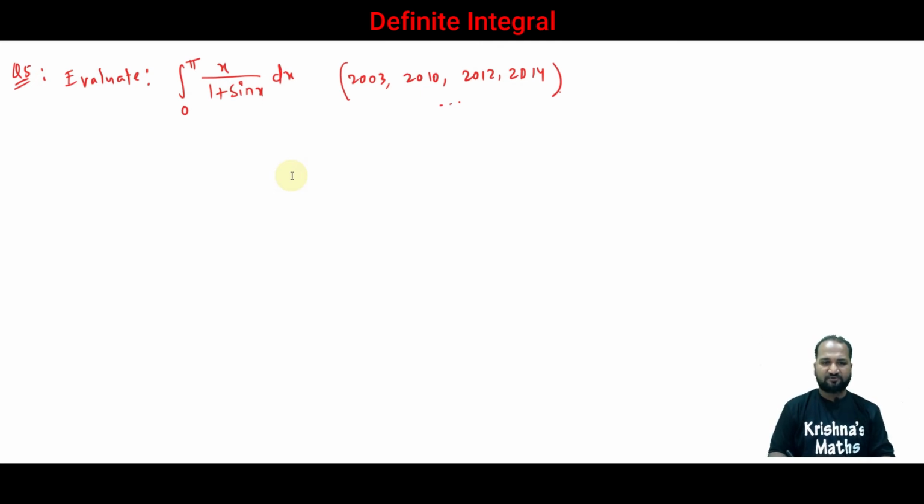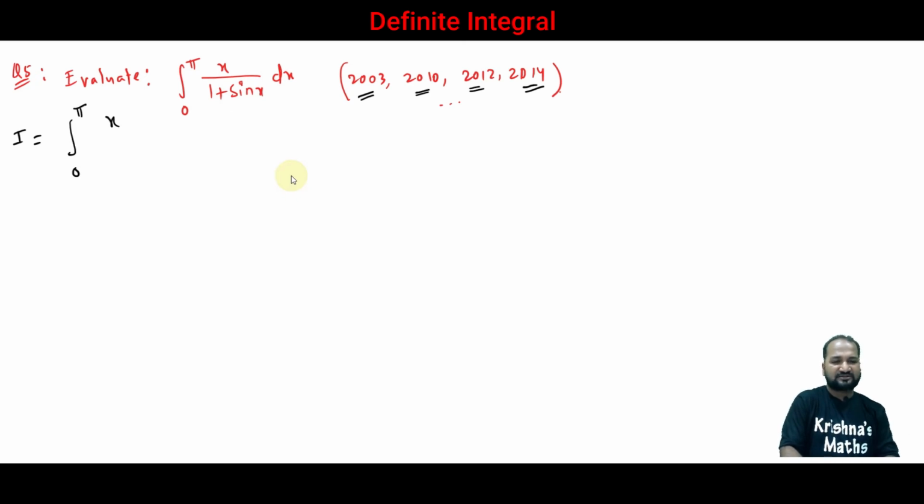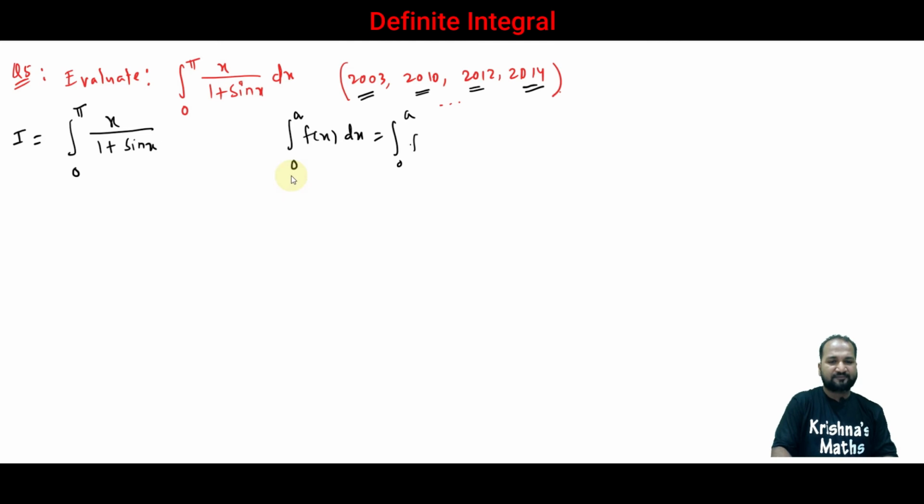Question number 5. Question number 5 says integral from 0 to pi of x divided by 1 plus sin x dx, and this came in 2003, 10, 12, 14, so many years, no? So look, consider I as integral 0 to pi of x divided by 1 plus sin x. Use the property, which property? Integration 0 to a f of x dx equals integration 0 to a f of a minus x dx. This is the property to be used.